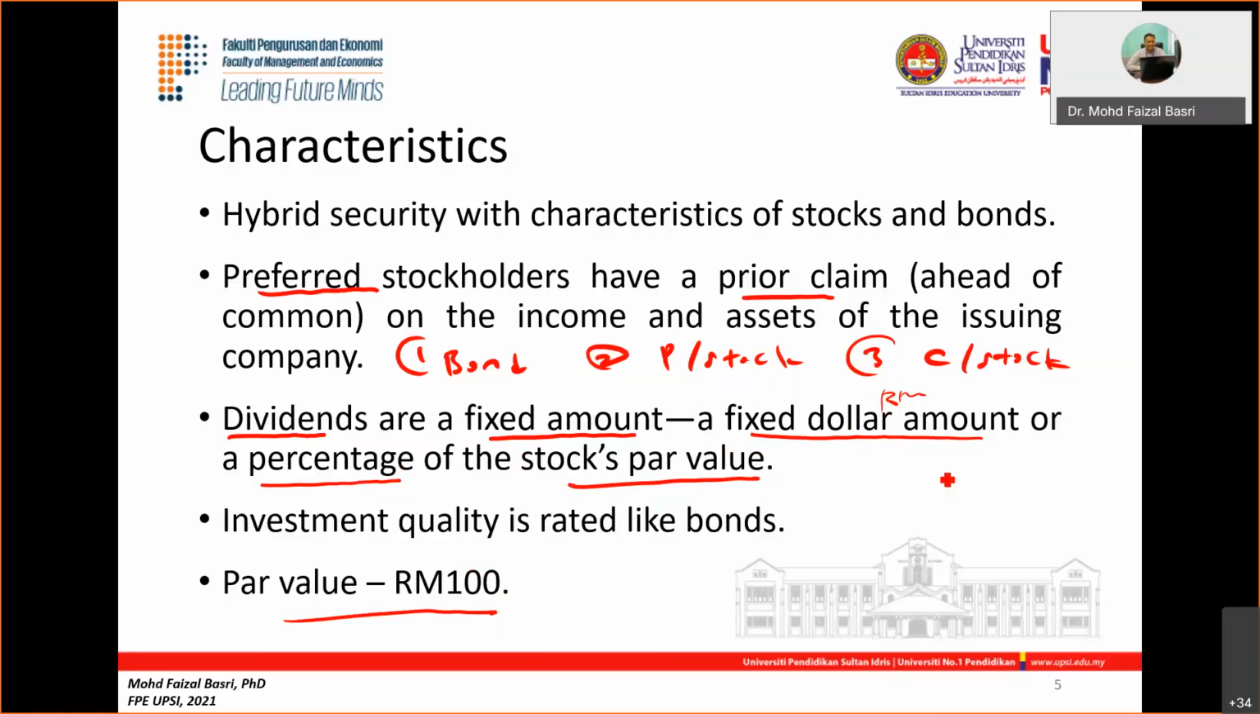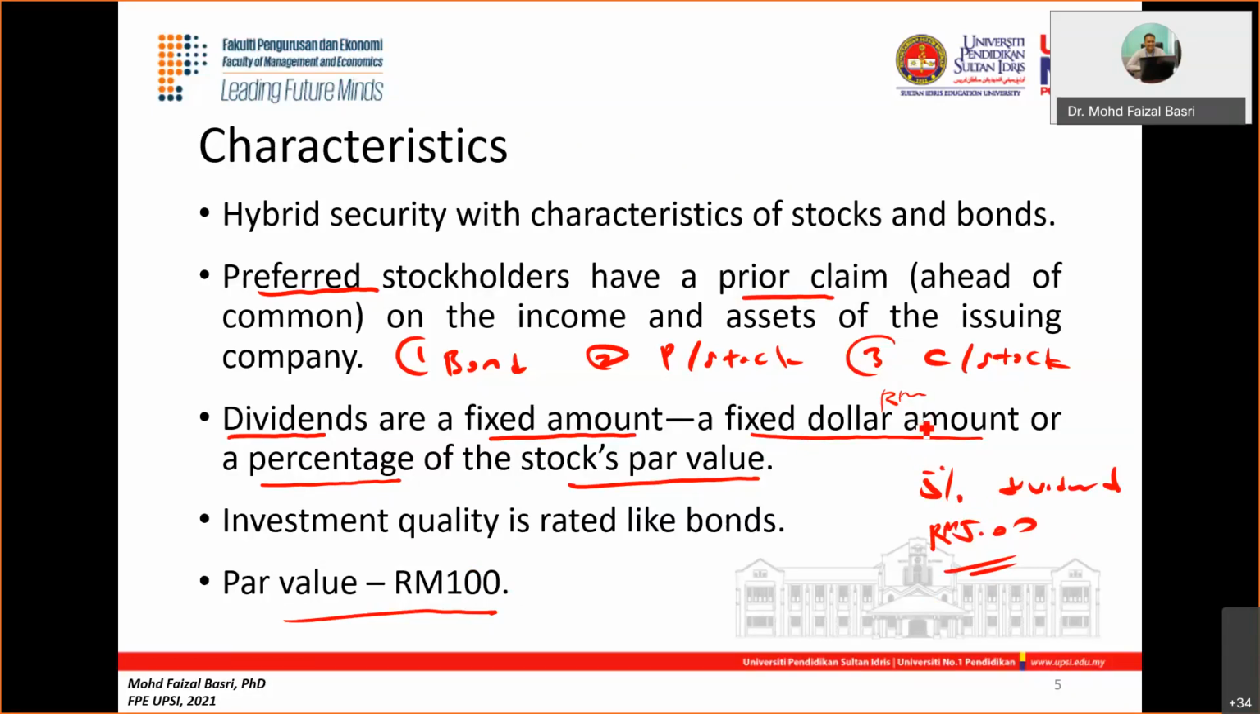So for example, if it's a 5% dividend, in order to get it in ringgit, simply take 5% multiplied by 100 ringgit, which is 5 ringgit. And this 5 ringgit will be fixed. It will not change. Every year it will be the same for every one unit of preferred stock.